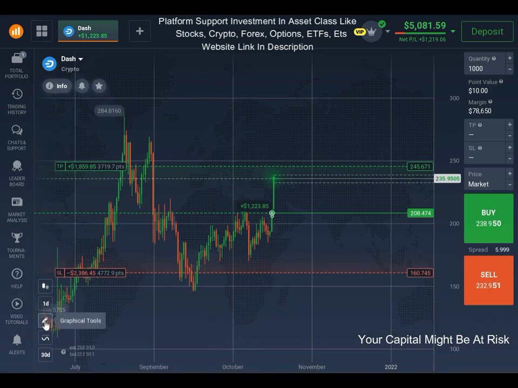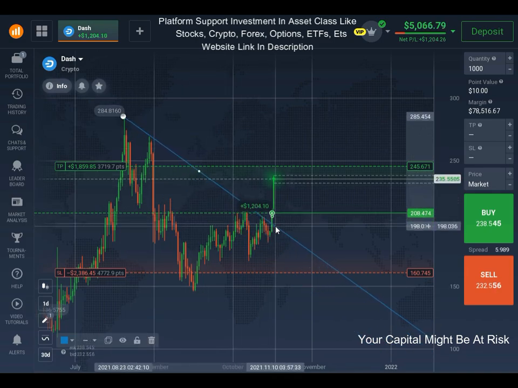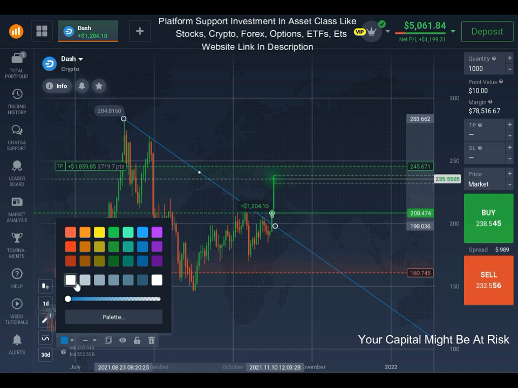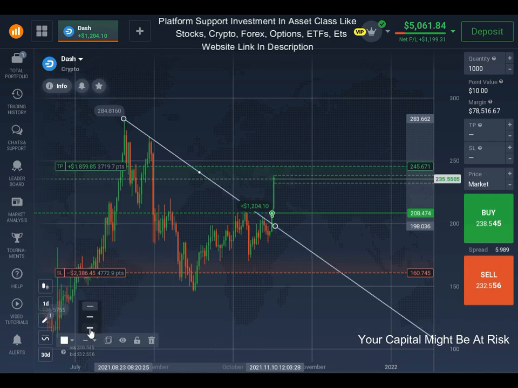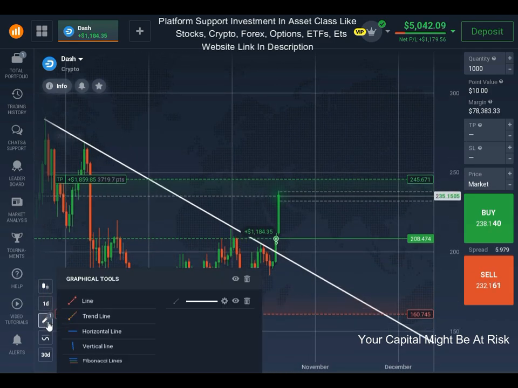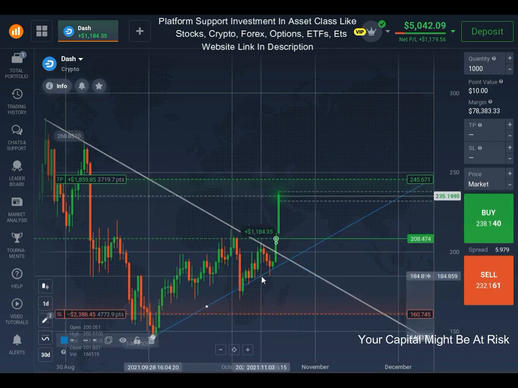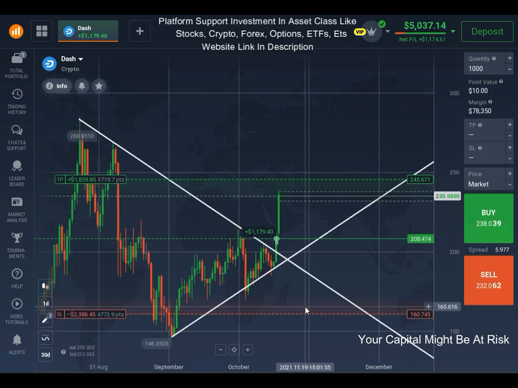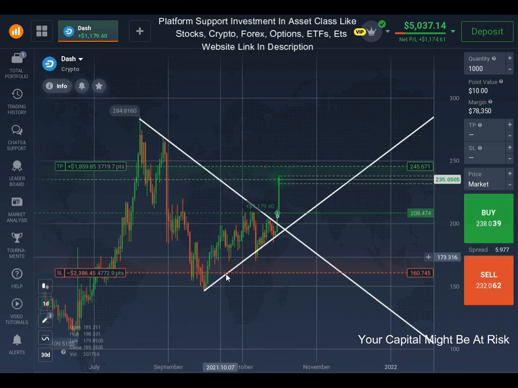I drew two trend lines here. The first one was from the top, and I will make it white and also bold. As you can see, this was the first trend line which I drew, and the second one was from the bottom, and I will also make it white and bold. These two trend lines gave me this trading opportunity.